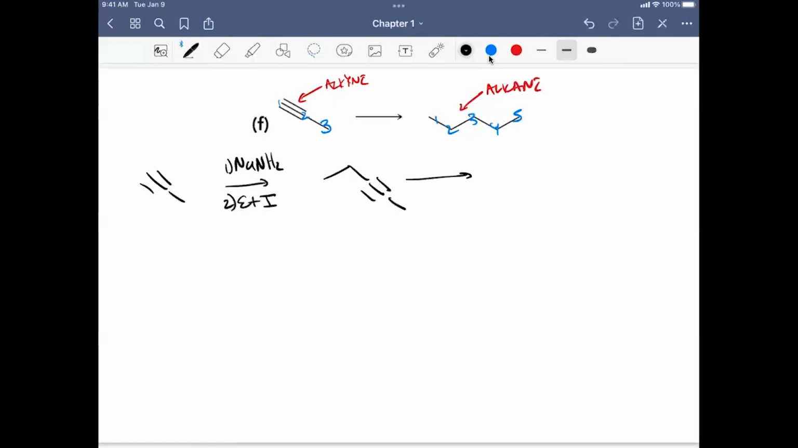And then there's one reagent that you guys have learned to do this reaction. And we learned it in the alkene chapter and the alkyne chapter. So hopefully you guys remember this. It's H2/Pt. You can also use Pd. It's the same thing. But H2/Pt can reduce that triple bond into just an alkane.